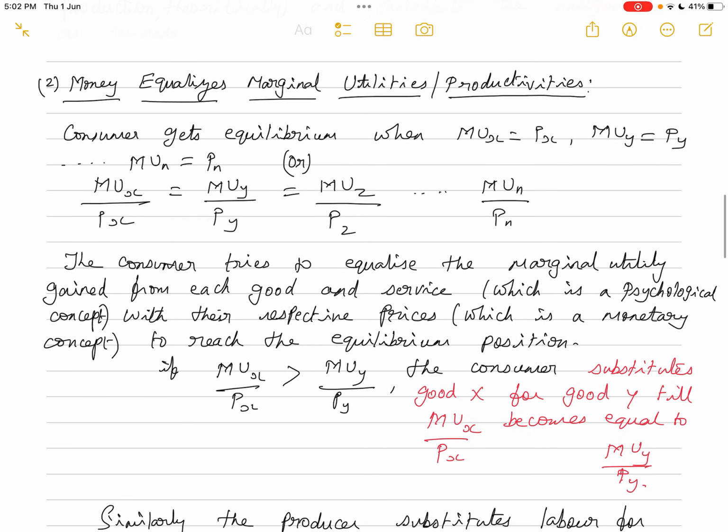Okay, so the next one is that money equalizes marginal utilities and productivities. Now the consumer gets equilibrium when MU of x is equal to P of x. For example, the consumer has a limited money income. This limited money income he has to distribute over so many goods and services, isn't it? The consumer purchases so many goods and services with this limited money income. So how does he get the maximum satisfaction? He gets the maximum satisfaction when he is in the equilibrium position.